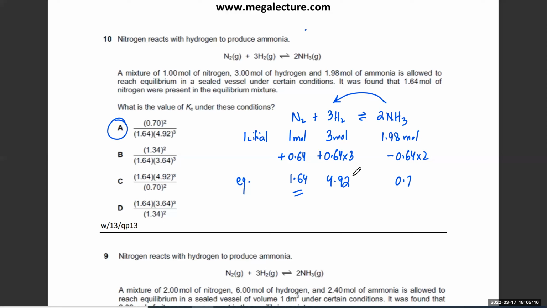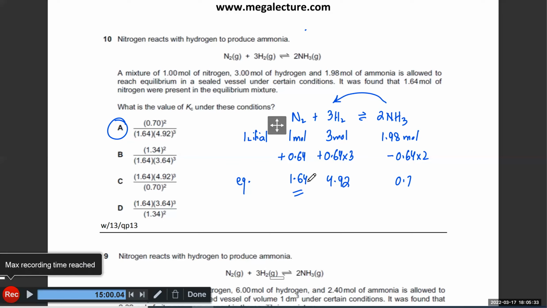1.92. 1.64 as well. ठीक है, is that clear? Yes. अच्छा. Yes. Now this particular question actually has an issue as well, and that is के remember be careful, you don't use moles in the KC expression.